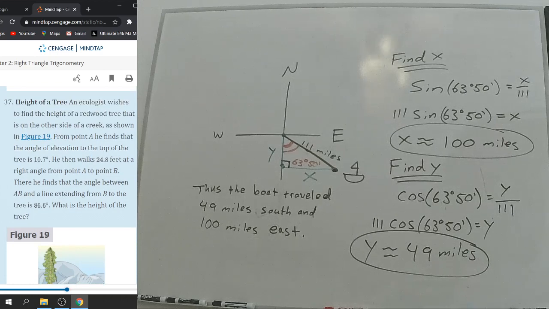It says that an ecologist wishes to find the height of a redwood tree that is on the other side of a creek, as shown in figure 19. From point A, he finds that the angle of elevation to the top of the tree is 10.7 degrees. He then walks 24.8 feet at a right angle from point A to point B. There he finds that the angle between the line segment AB and a line extending from the point B to the tree is 86.6 degrees. What is the height of the tree?